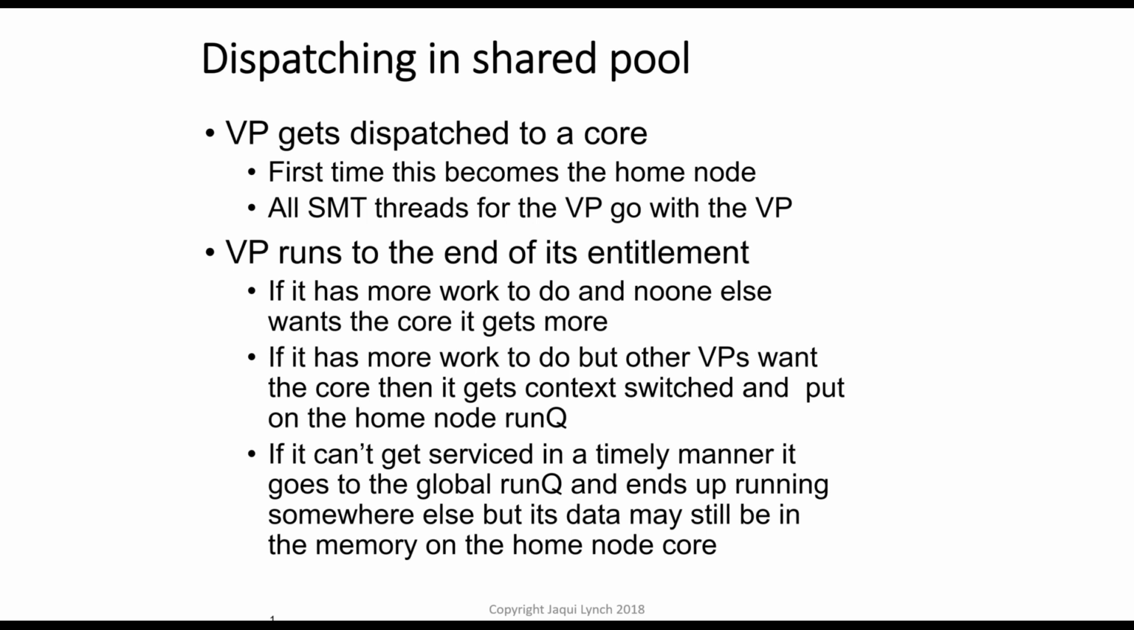That virtual processor will run to the end of its entitlement, and then at the end of its entitlement, if it's got more work to do, it can keep the core if no one else wants it. But if somebody else wants that core, then that virtual processor gets context switched and put on the home node run queue. Then it waits a certain amount of time. If it doesn't get dispatched in a timely manner, whatever that is, it goes into the global run queue and it may end up on a different core. But the point to keep in mind is that its data might still be in the memory on that home node core. So this is how the shared processor pool works.